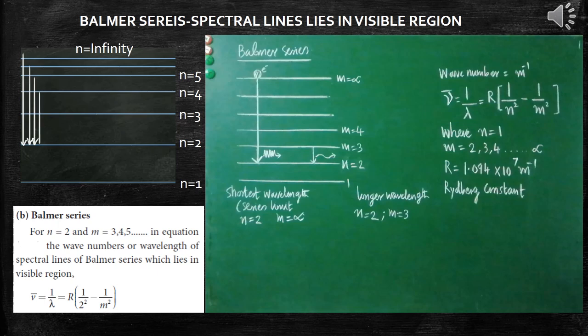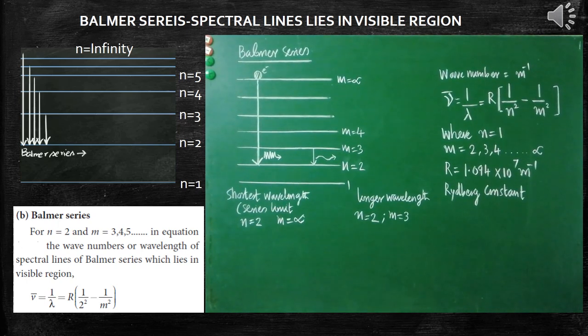When the excited electron jumps from any other outer orbits to the second orbit, these spectral lines are emitted. These spectral lines are grouped and called the Balmer series. The spectral lines in the Balmer series lie in the visible region. This is the only spectral series which can be seen by our eye.